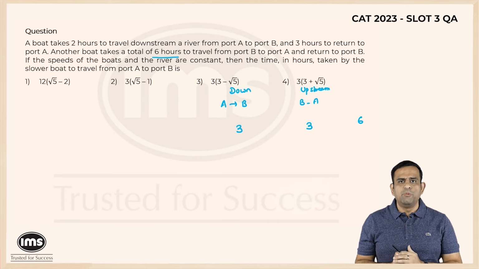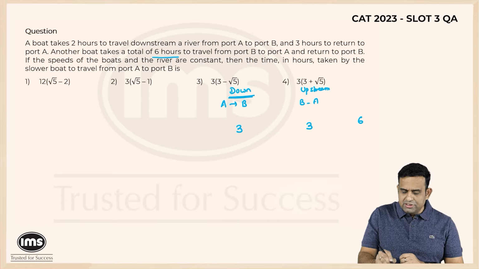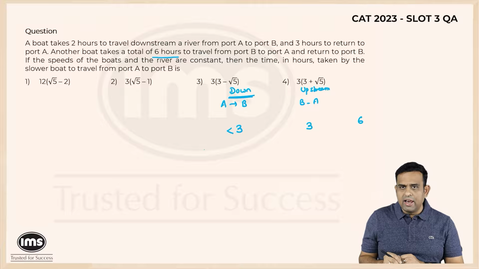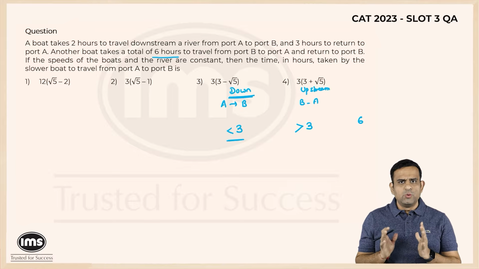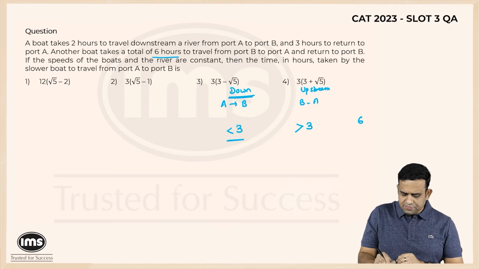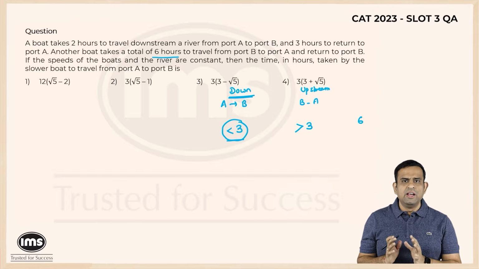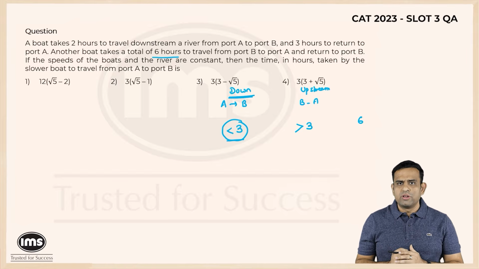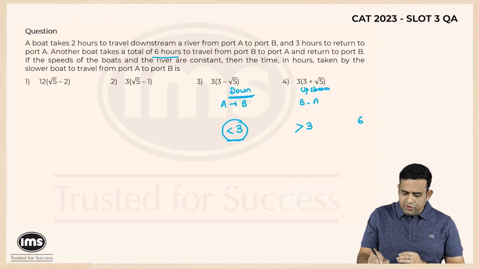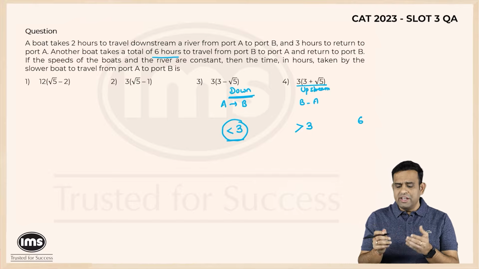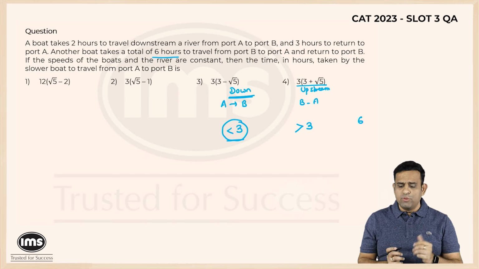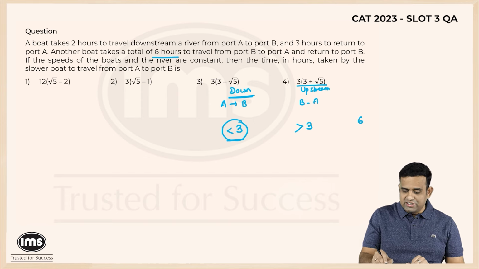And the answer definitely would be a no, because the downstream speed is definitely going to be more, and hence time taken to go from A to B should be less than 3. And B to A definitely should be more than 3. So one thing is very certain in this particular case, that if I have got this to be less than 3, any option which is more than 3 can be straight away ruled out. If you clearly look at option number 4, 3 into 3 plus root 5, this quantity is 9 plus 3 root 5, definitely more than 3. It is also more than 6 and cannot be the answer.